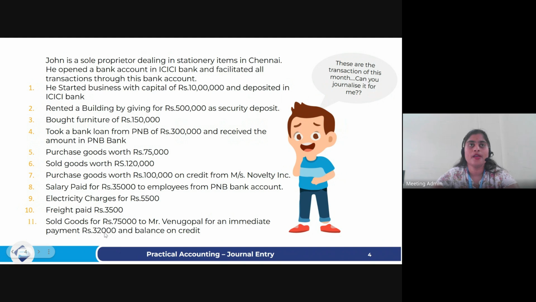Am I right? So that will go to debit. So the Venugopal account will have the 43,000 left over as debit, and on the credit side, the sales account will be credited. The total amount will be 75,000. So you can take a snapshot of this. Later you guys can work on it.